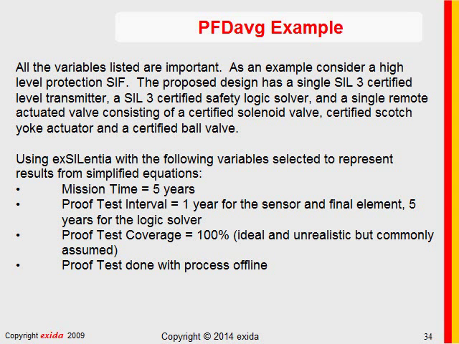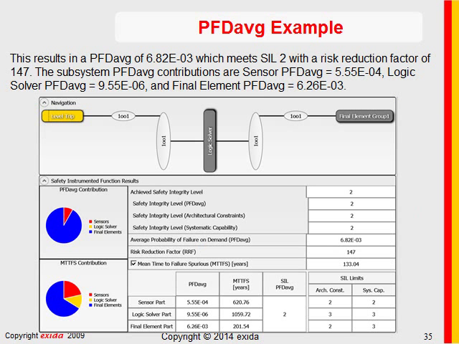High SIL 1 or low SIL 2. What we got, good guess. In this unrealistic example, I got a PFD average of 6.82E-3, which meets SIL 2. Now, if you can read these tiny little numbers, you can see that the architecture constraints meet SIL 2, the systematic capability met SIL 2, the PFD average met SIL 2. So the design meets SIL 2.